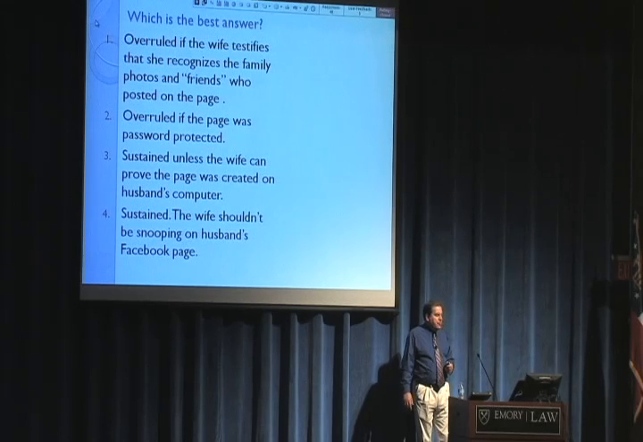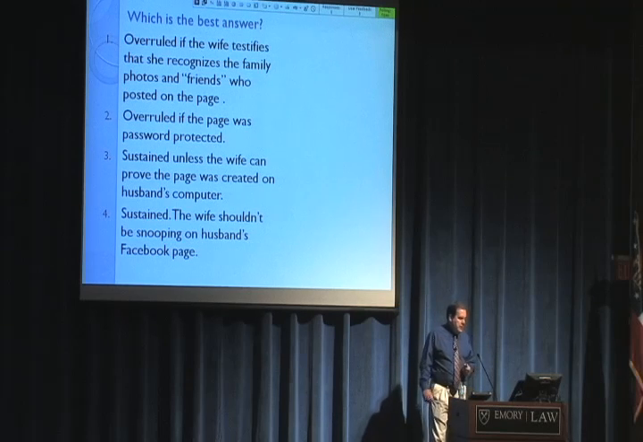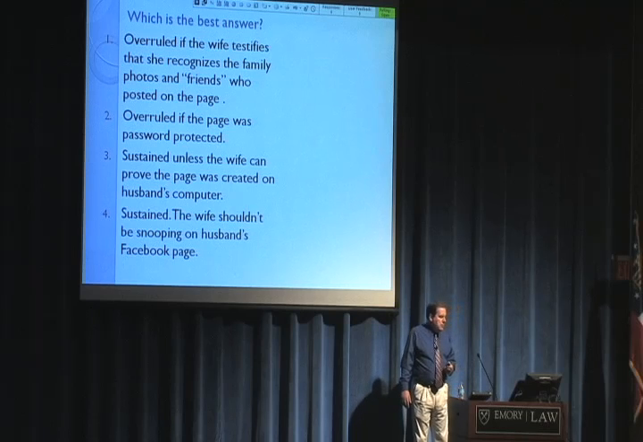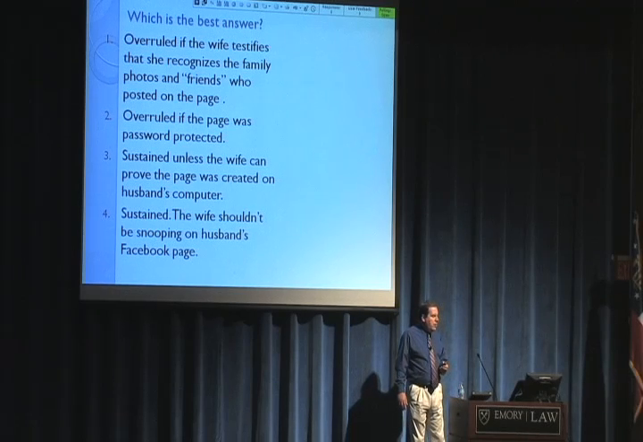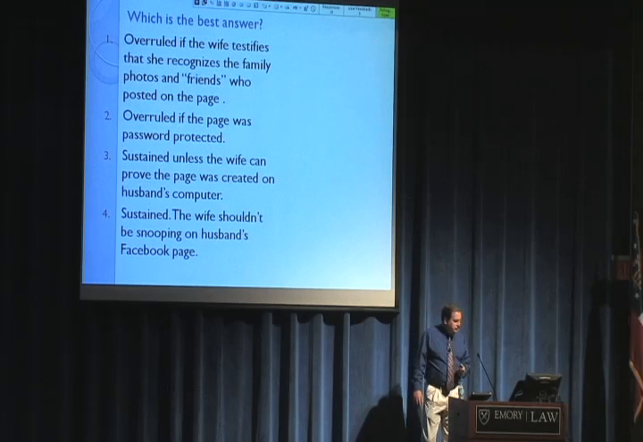1, overruled if the wife testifies that she recognizes the family photos and friends who posted on the page. 2, overruled if the page was password protected. 3, sustained unless the wife can prove the page was created on husband's computer. Or 4, sustained, the wife shouldn't be snooping on husband's Facebook page.